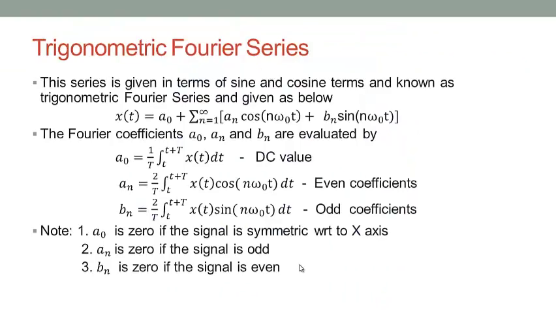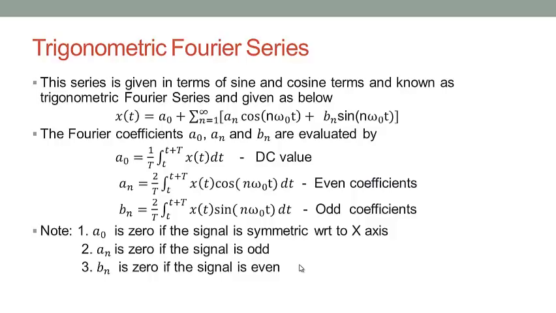Now let us come to the formula. There are different forms of Fourier series: trigonometric Fourier series, exponential Fourier series, cosine form, sine form, and so on. In our lecture we'll see two forms, trigonometric Fourier series and exponential Fourier series. The others we can leave, as they are not in our syllabus. We limit our discussions to these two.